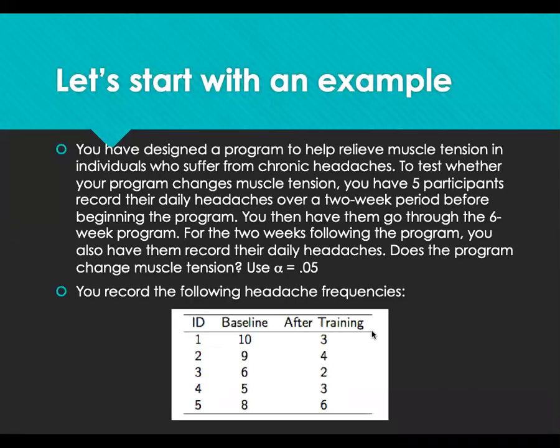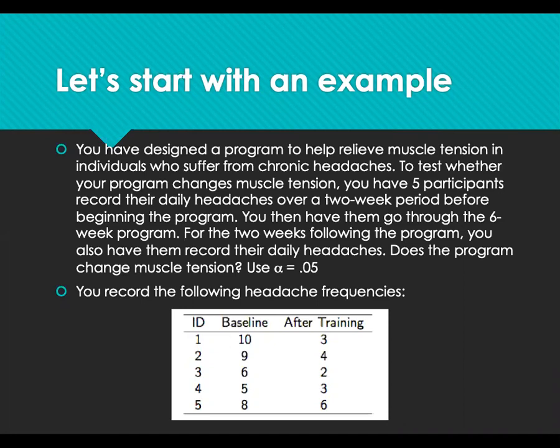So let's say you've designed a program to help relieve muscle tension in individuals who suffer from chronic headaches. To test whether your program changes muscle tension, you have 5 participants record their daily headaches over a 2-week period before the program. Then they go through the program, which is 6 weeks long. And for the 2 weeks afterward, you have them again record their daily headaches. So with this research question, we're wondering: does the program change muscle tension? And we are given an alpha level of 0.05.